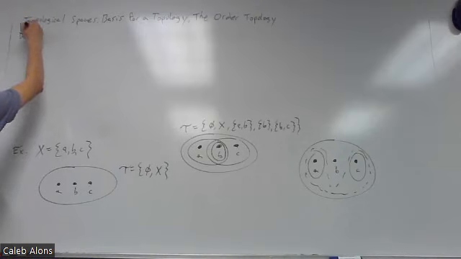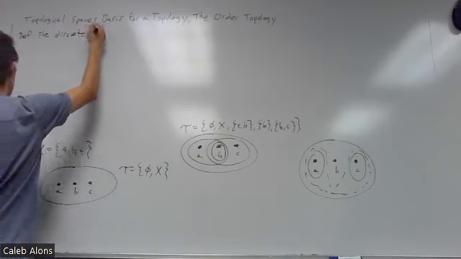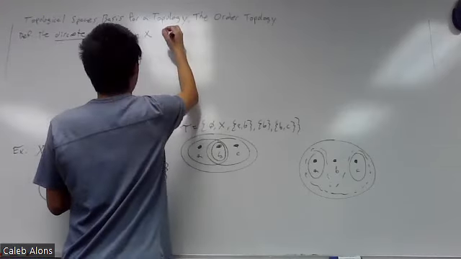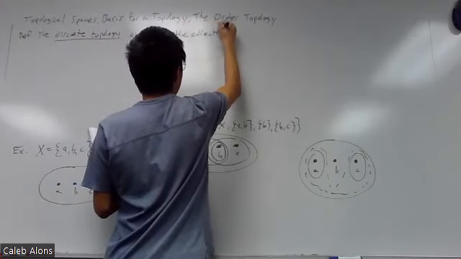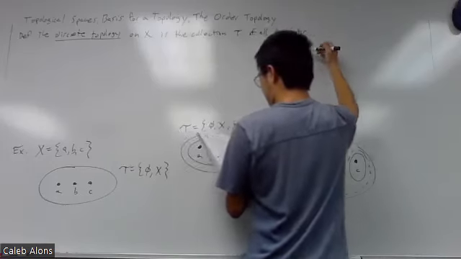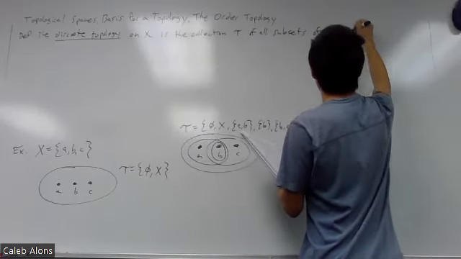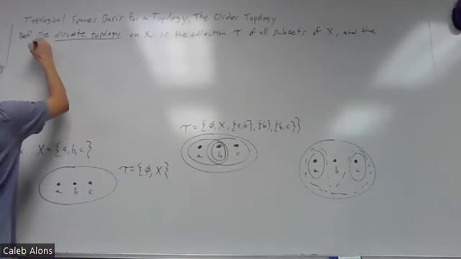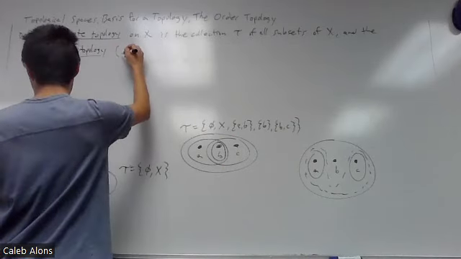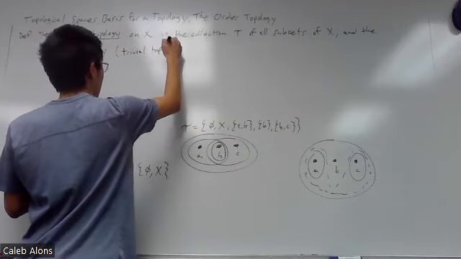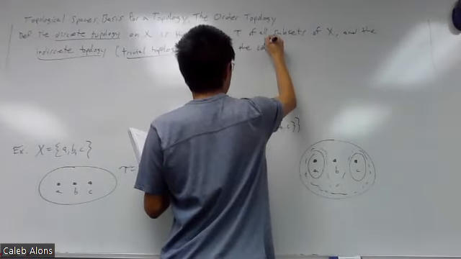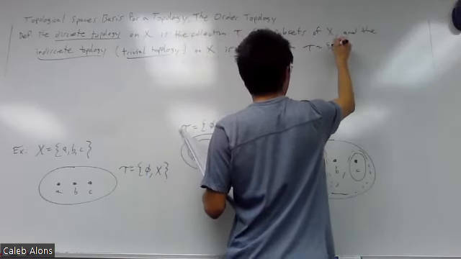So the discrete topology on X is the collection T of all subsets of X. And the indiscrete topology, which they're also going to call just the trivial topology, on X is the collection that's always given by the empty set and X.